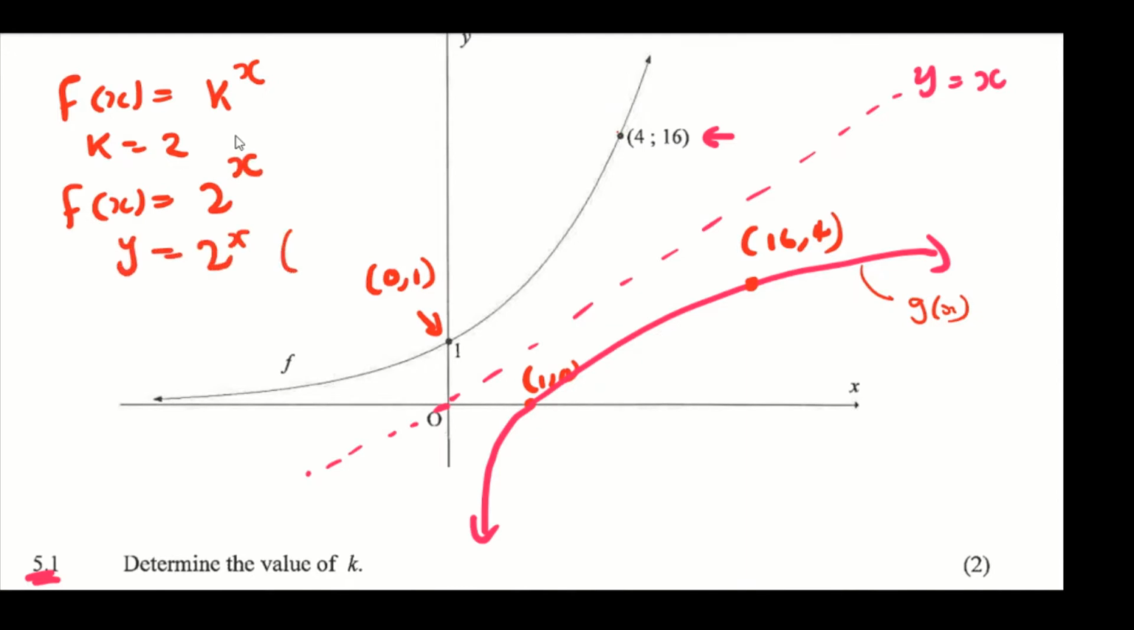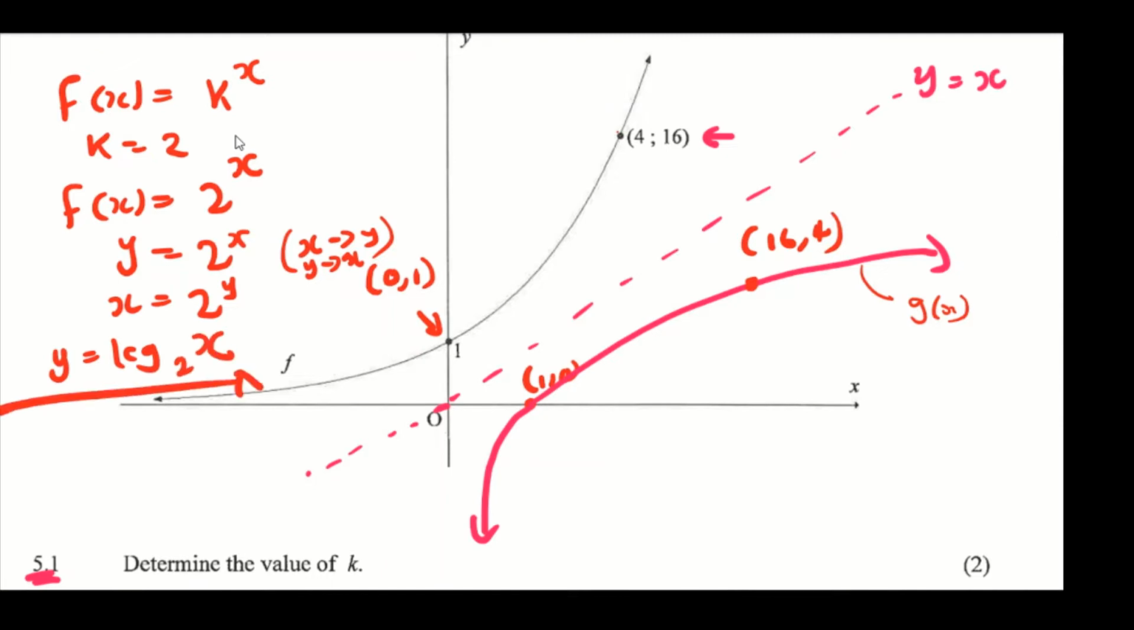We're just going to put y where there's x and x where there's y. So we say x equals 2 to the power of y, and then we use our logs by saying y is equal to log base 2 of x. So this is going to be the equation of g of x, which is y equals log base 2 of x. So that's how we solve this problem.